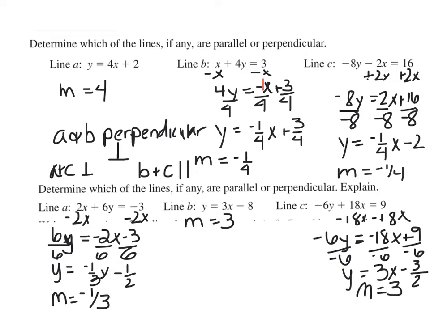So that means C and B are parallel. So B is parallel to C. We looked at that notation yesterday, or on the other video on parallel lines. So B is parallel to C. A and B are opposite reciprocals, so A is perpendicular to B, and A is also perpendicular to C. And you can write that out in words, but I don't have a lot of space here.